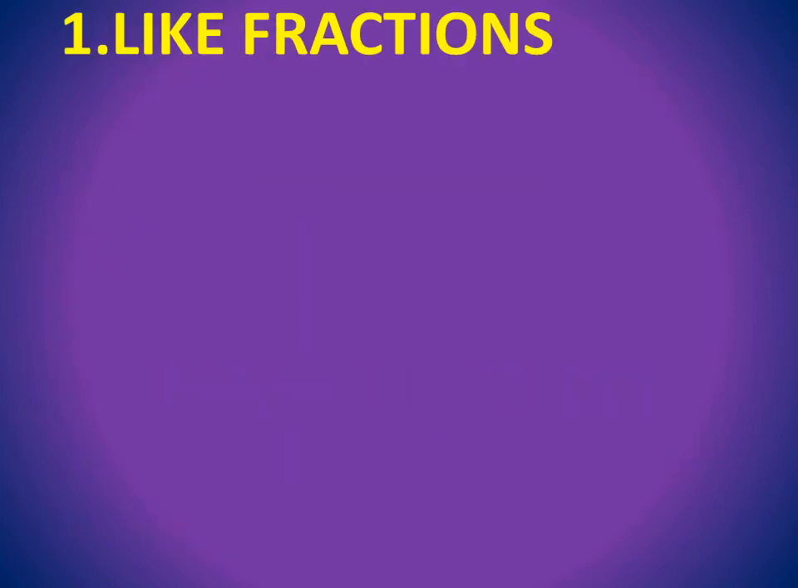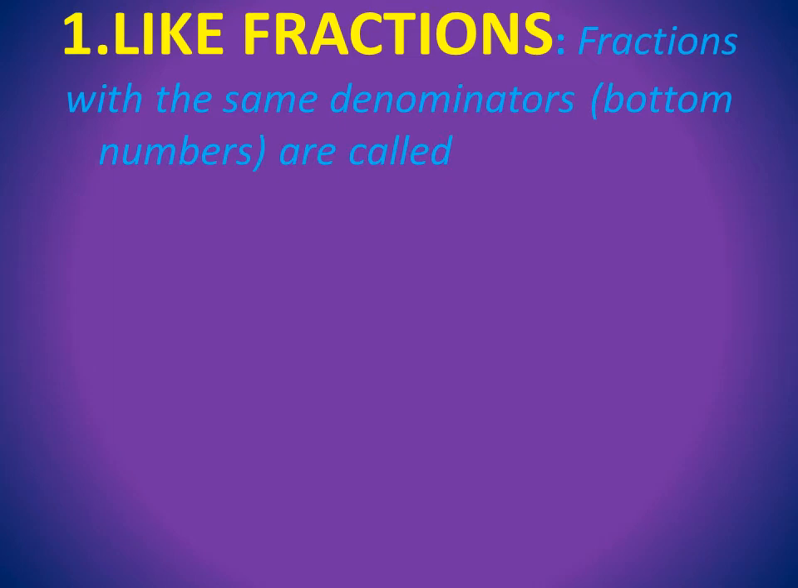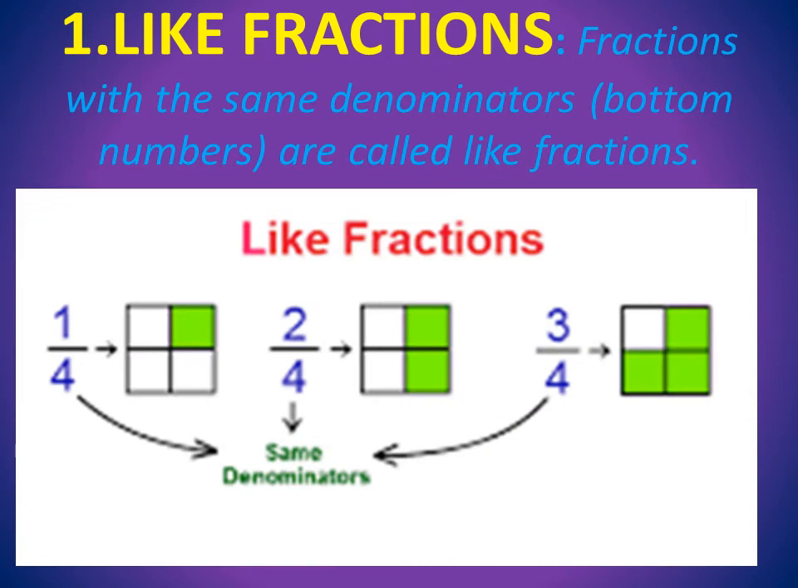Now we will start with the first one, like fractions. What does it mean? Fractions with the same denominators are called like fractions. That means the denominator should be the same. So just see one example, then you will understand. Here 3 fractions are given, 1 upon 4, 2 upon 4, 3 upon 4. Here all the 3 fractions have the same denominator, that is 4, 4, 4. The numerator is different, it doesn't matter, but only the denominator should be the same. So these fractions are known as like fractions.